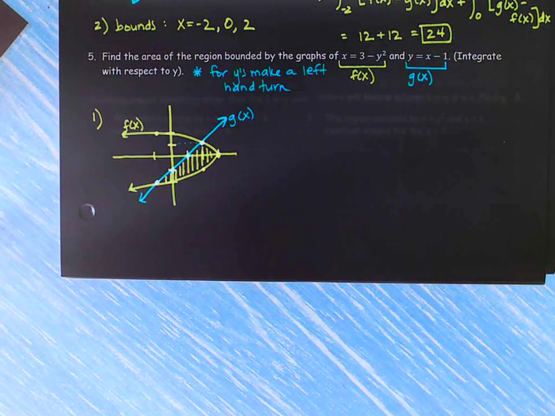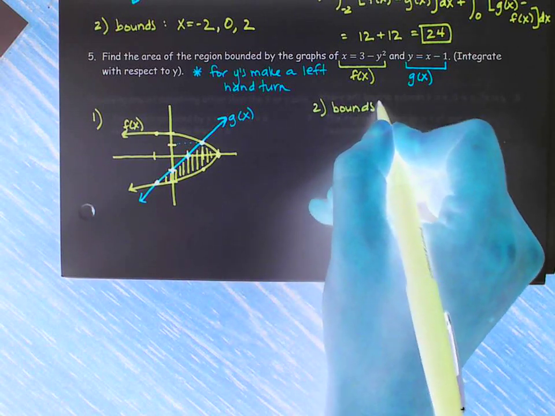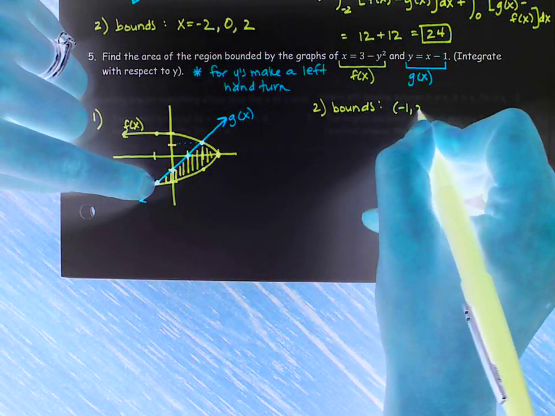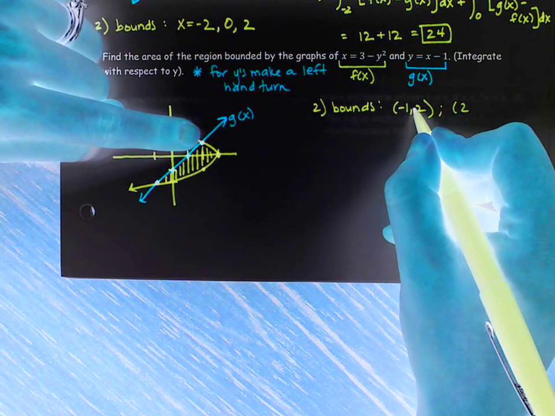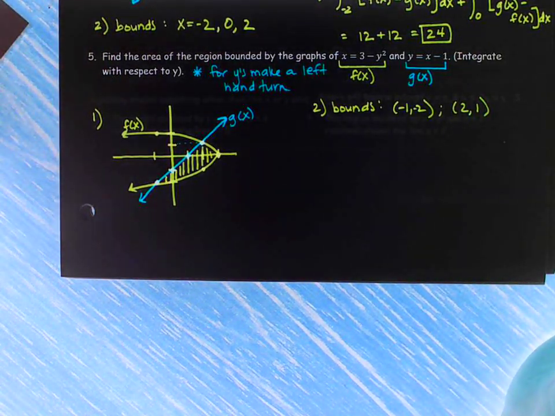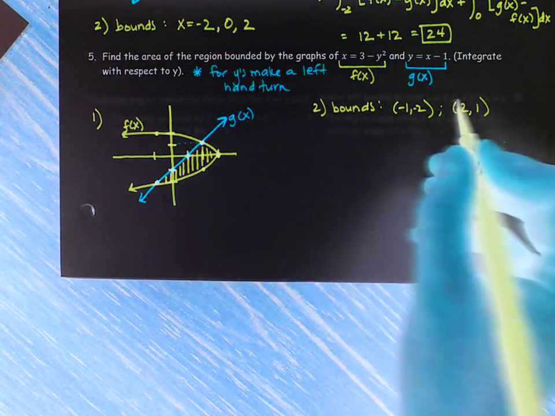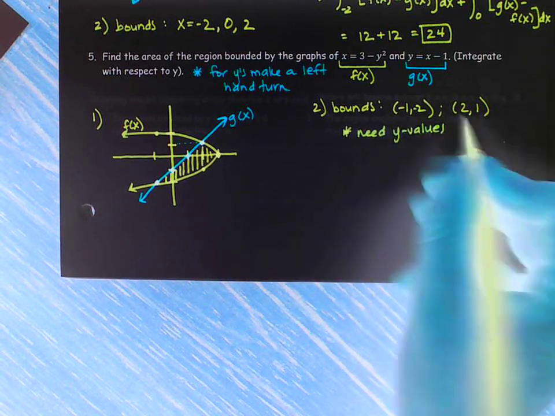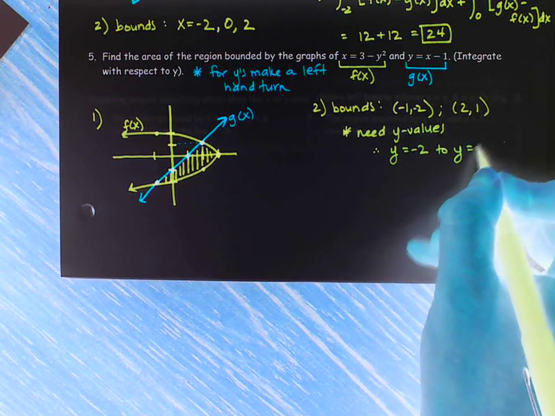We can see from this that my bounds are at this point here, so -1 down 2. And this other intersection is here. This is going to be over 2, up 1. Okay, but if I'm going to integrate with respect to y, because I'm going to now use this as my top and this as the bottom, I'm going to use the y values. Therefore, we're going to go from y is -2 to y is 1.